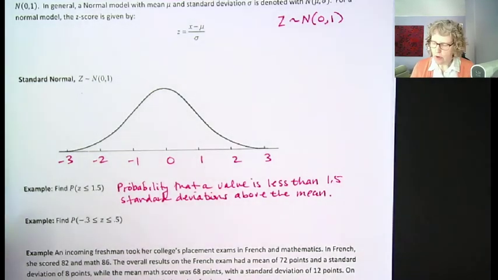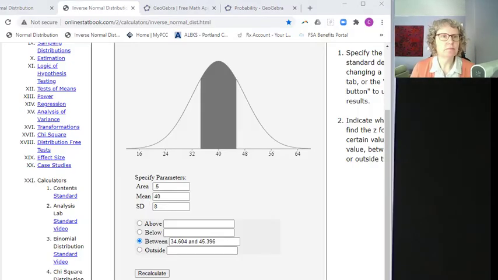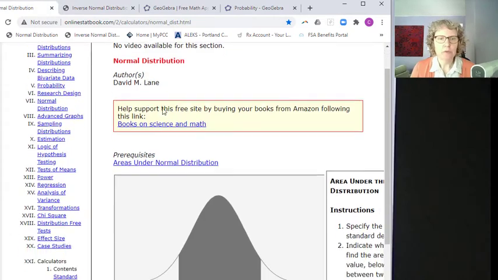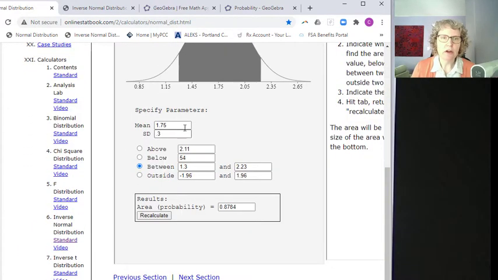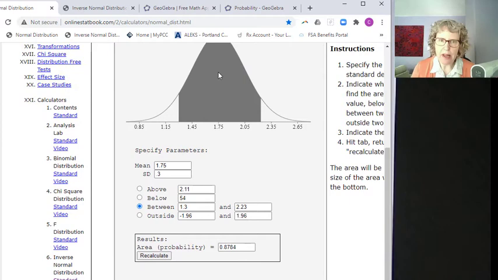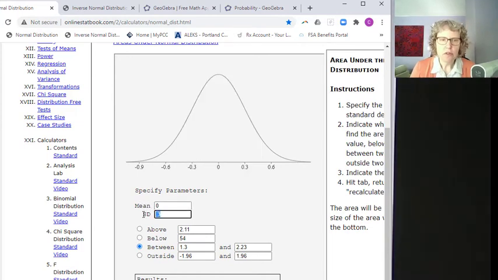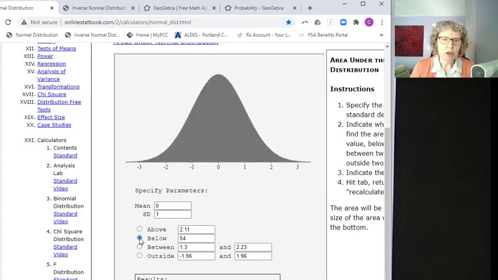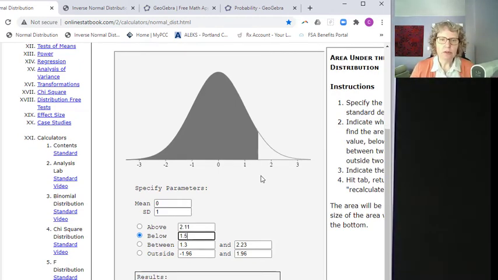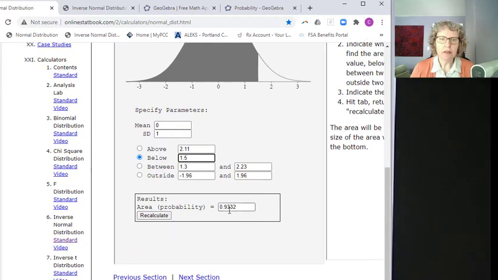So let's go to online stat book. And I'm going back to the one where we are finding the probability or area. And now I need to put in my new mean of 0 and standard deviation of 1, and I want below, you can see we've got the appropriate scale there, below 1.5. Okay, so it should be a fairly high probability. It's 0.9332.